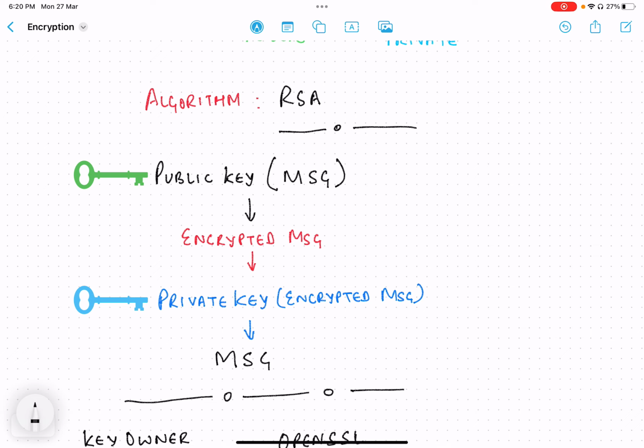How does this work? You have a message which you wrap with a public key. It results in an encrypted message. And then you take that encrypted message and use the private key to decrypt the message. So you take the message first, you use the public key with that message, it results in this encrypted message, and then you take that encrypted message and use the private key on top of it to get the original message again.